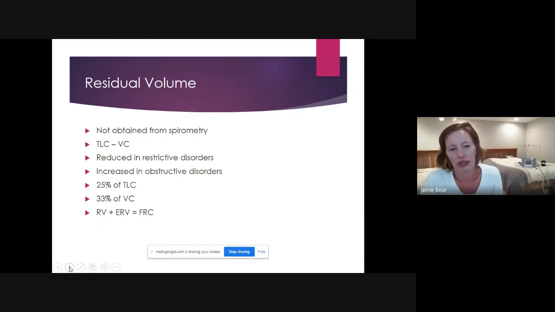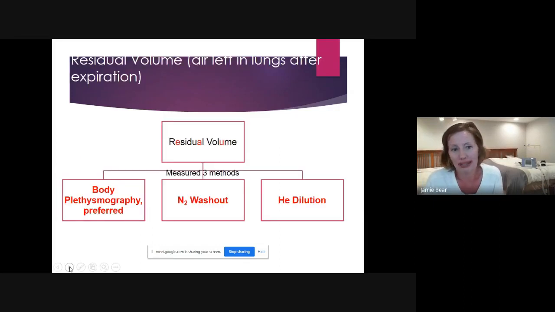Another way of looking at that is RV plus ERV is your functional residual capacity. So residual volume is the air left in the lungs after full expiration, and it's hard to measure. So you have to have one of these methods to measure it.